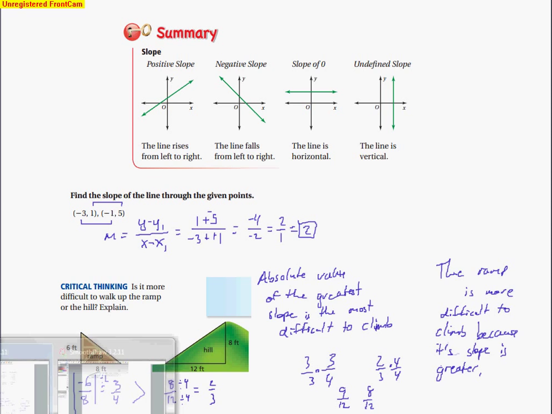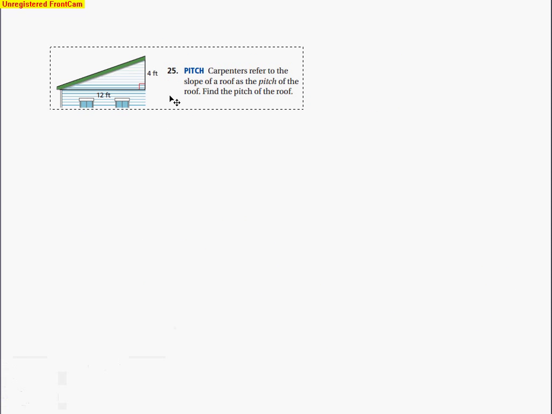Well, let's move on to the next problem, and here it says that we have the pitch. Okay, so pitch, carpenters refer to the slope of a roof as the pitch of the roof. Find the pitch of the roof. So we want to find the slope.